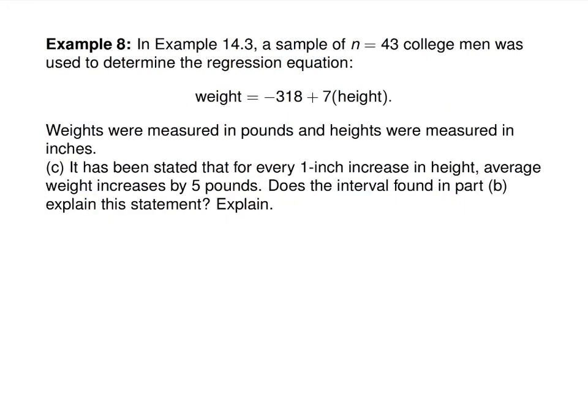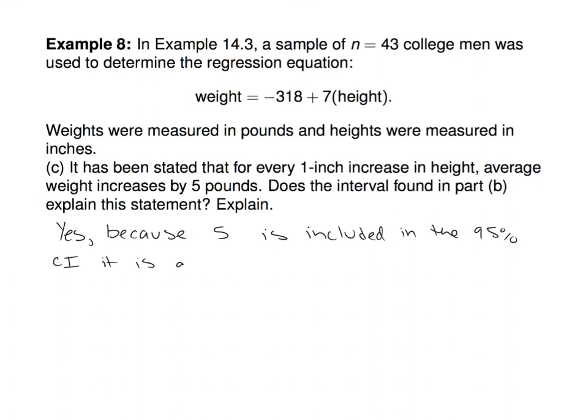So it has been stated that for every 1 inch increase in height, average weight's going to increase by 5 pounds. Does the interval found in Part B explain this statement? Yes or no? Well, yes. And the reason is that 5 is included in the 95% confidence interval. Yes, so because 5 is included in the 95% confidence interval, it is a plausible value for the slope.